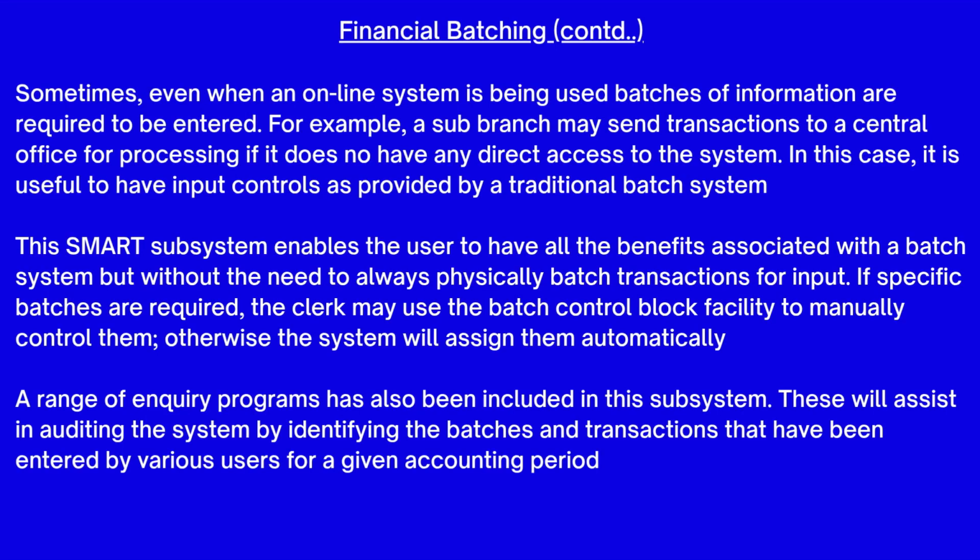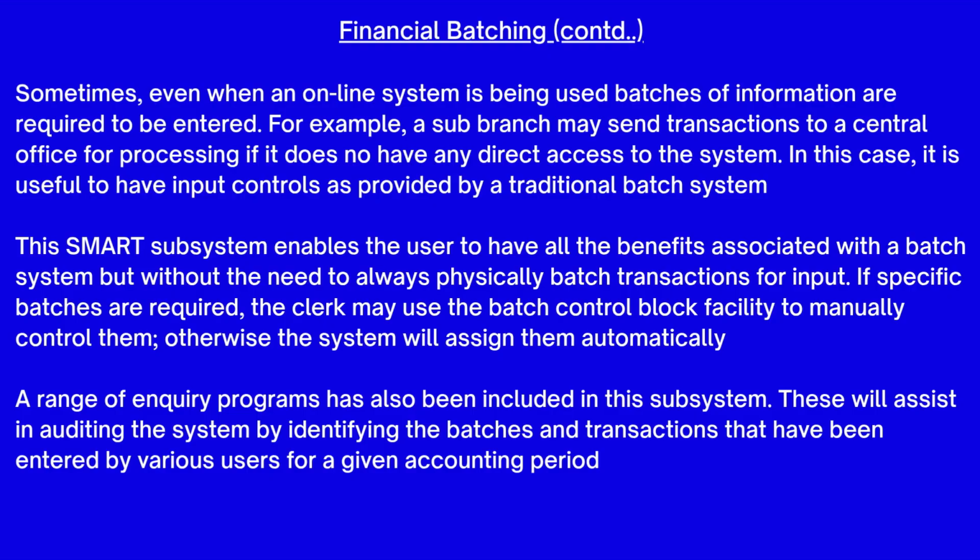Financial batching, continued. Sometimes, even when an online system is being used, batches of information are required to be entered. For example, a sub-branch may send transactions to a central office for processing if it does not have any direct access to the system. In this case, it is useful to have input controls as provided by a traditional batch system. This SMART subsystem enables the user to have all the benefits associated with a batch system but without the need to always physically batch transactions for input.